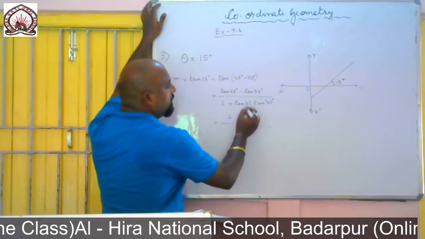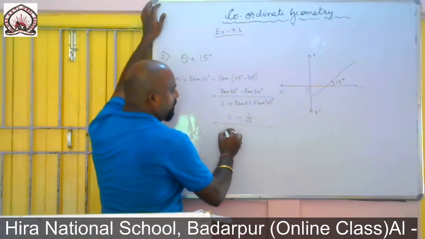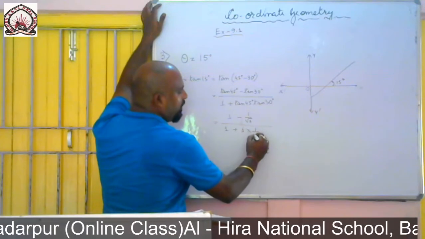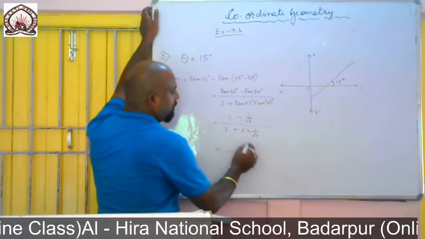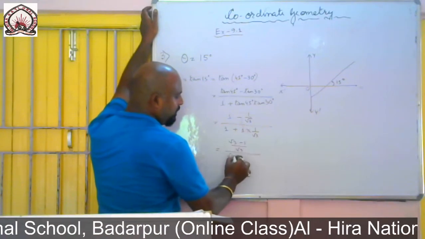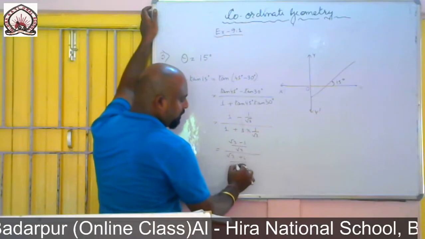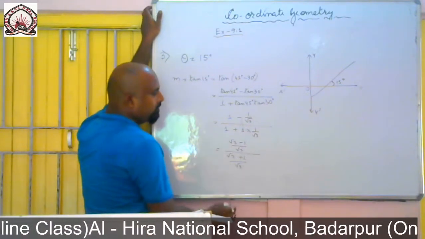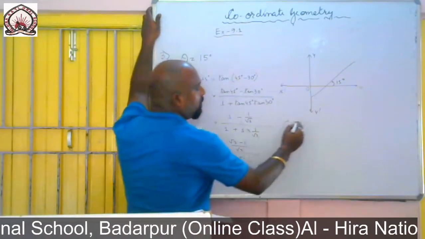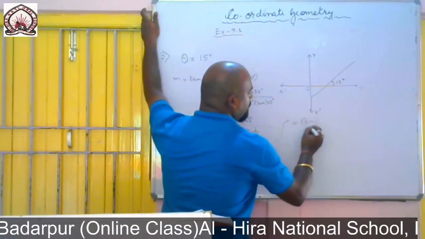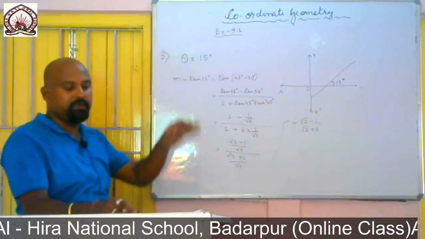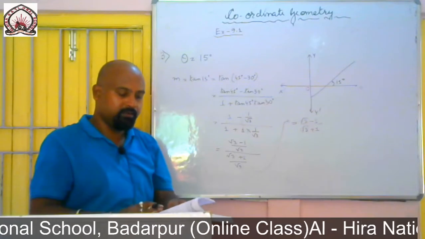Tan 45 is 1, tan 30 is 1 by root 3, so 1 into 1 plus 1 into 1 by root 3. After solving we get root 3 minus 1 by root 3 divided by root 3 plus 1 by root 3, and the root 3 gets cancelled. The value is root 3 minus 1 divided by root 3 plus 1.